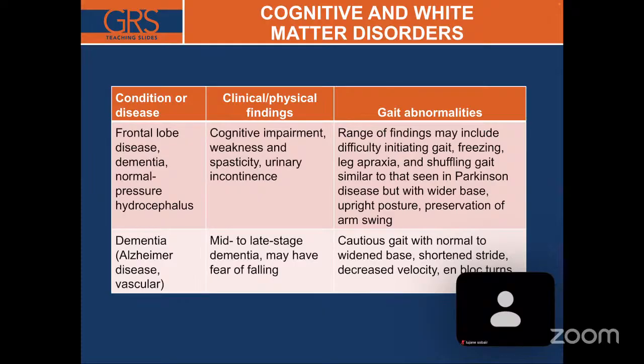In mid to late stage dementia, either Alzheimer's disease or vascular dementia, individuals also may develop a cautious gait with a normal to widened base. They may also have shortened stride or decreased walking speed, and even en bloc turns.